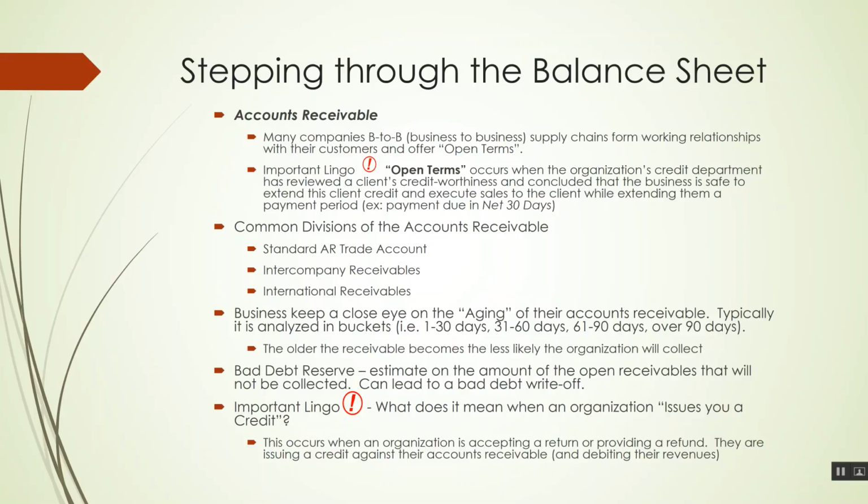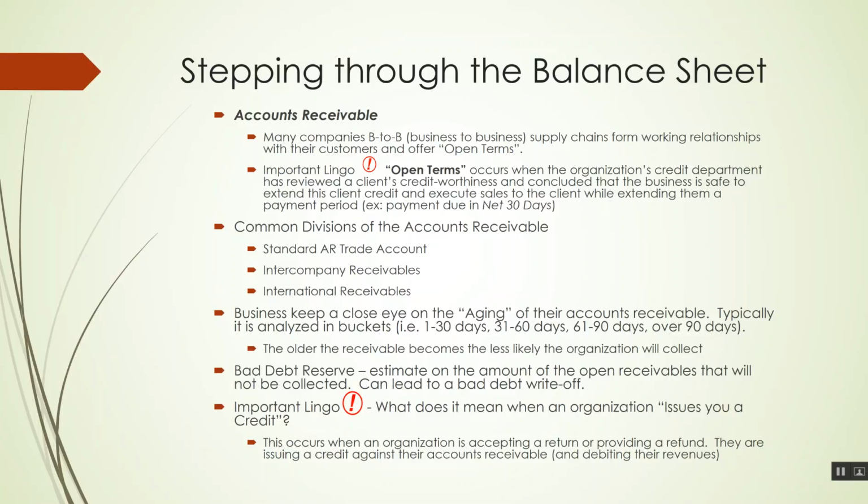Then the last point on this slide in terms of important lingo: what does it mean when an organization issues a credit, from a strict finance perspective? We've all encountered that situation before. Maybe you're doing business with a company and they ship you a bad product. So you call their customer service and say, hey, this product you shipped me was defective, or you shipped me the wrong product. Oftentimes the person on the other end of the line says, oh, I'm so sorry. Go ahead and ship that product back to us. Here's your return material authorization. We're going to issue you a credit for those goods.